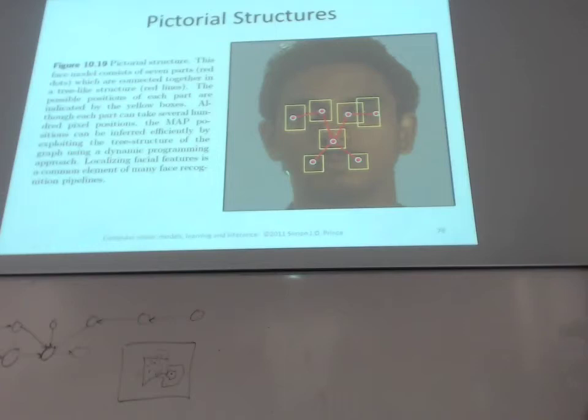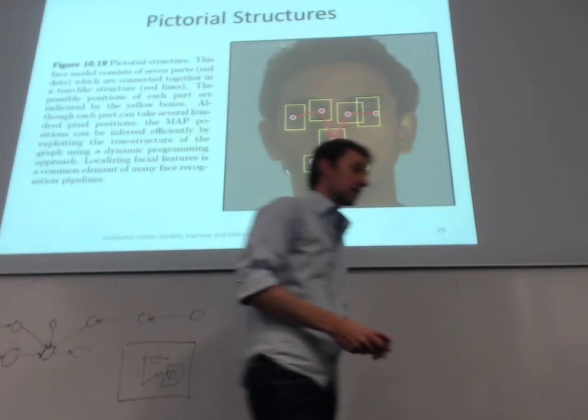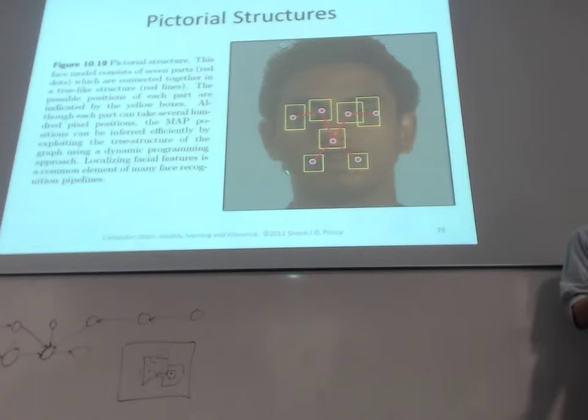Well, we put it into dynamic programming. We say, all right, this looks like a tree. So what's going to be the node on the far right? People who pointed to their nose, very good. That'll be the nose, because that's the root of our tree. The leaves, the things that hang down when we grab the root, will all be on the left side. To compute our unary cost, we see what the nose classifier said for different locations.